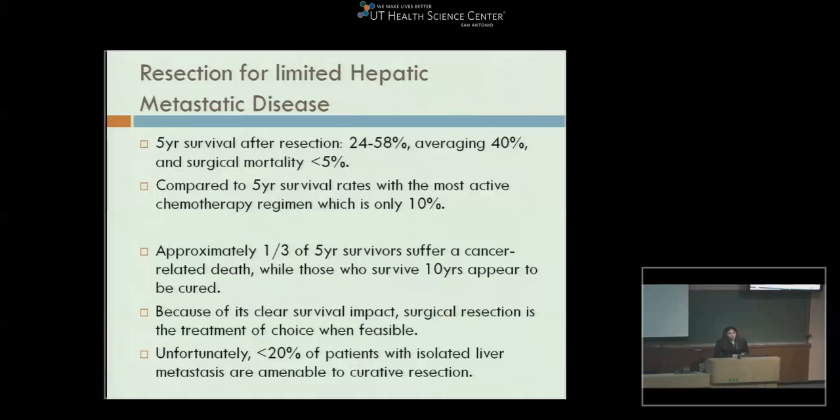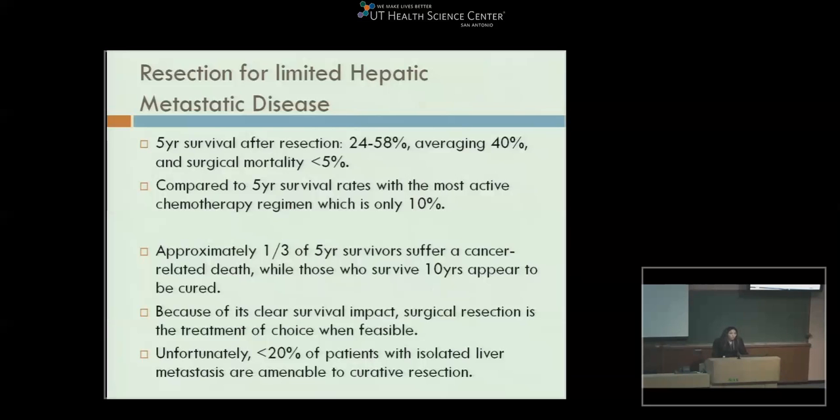Approximately a third of the 5-year survivors suffer a cancer-related death, while once you've survived 10 years, pretty much you can be considered to have been cured of your disease. Because of this clear survival impact, surgical resection is the treatment of choice when it's feasible. Unfortunately, less than 20% of patients that are found to have metastatic disease to the liver are actually resectable.